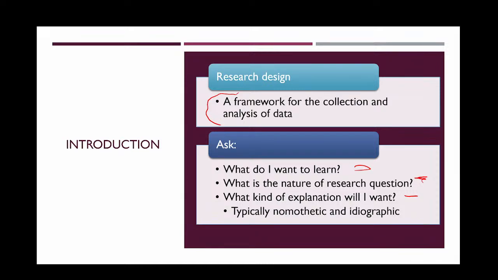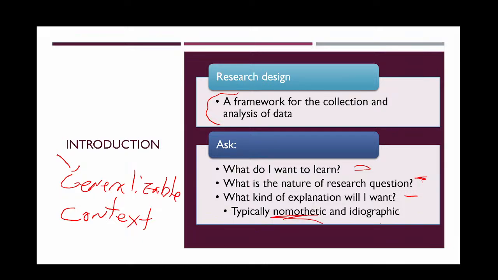And so you could have explanations that are generalizable or context specific, right? And this is going to have to do with what kind of research design you're going to come up with. I think we tend to think of generalizability as the gold standard in research, but sometimes only being able to talk about a specific context is okay as well. So depending on what you're looking for, you're either going to have a nomothetic or idiographic explanation.